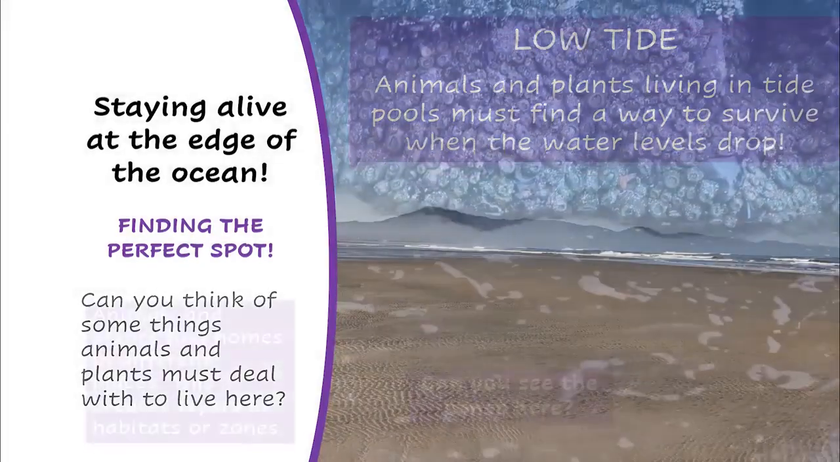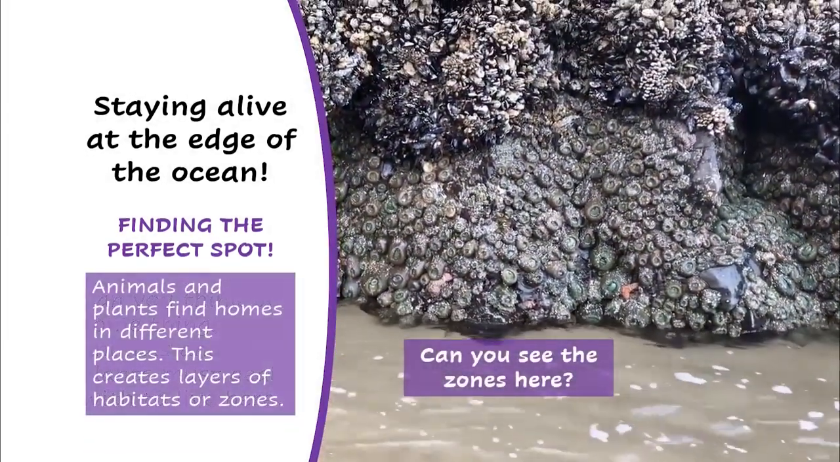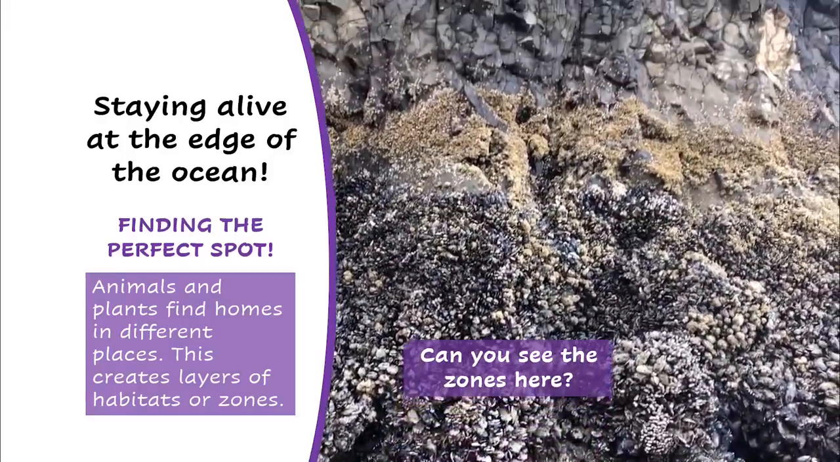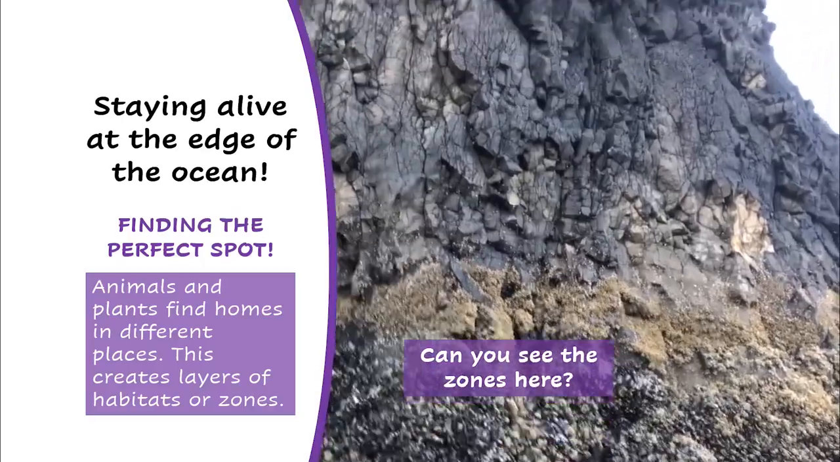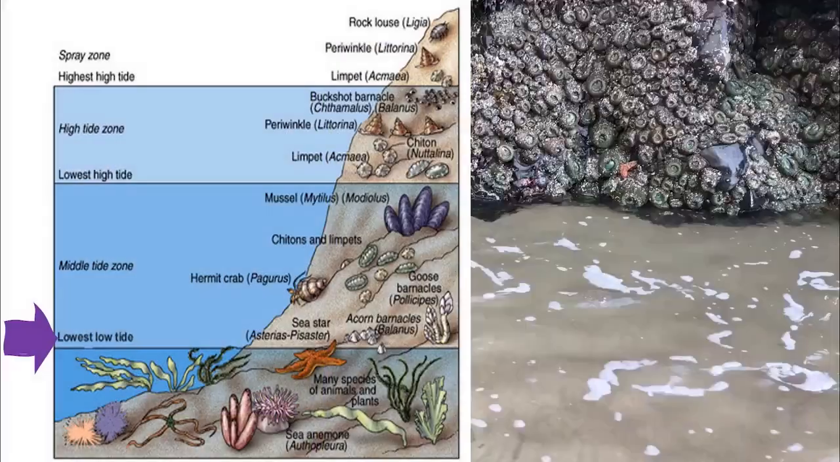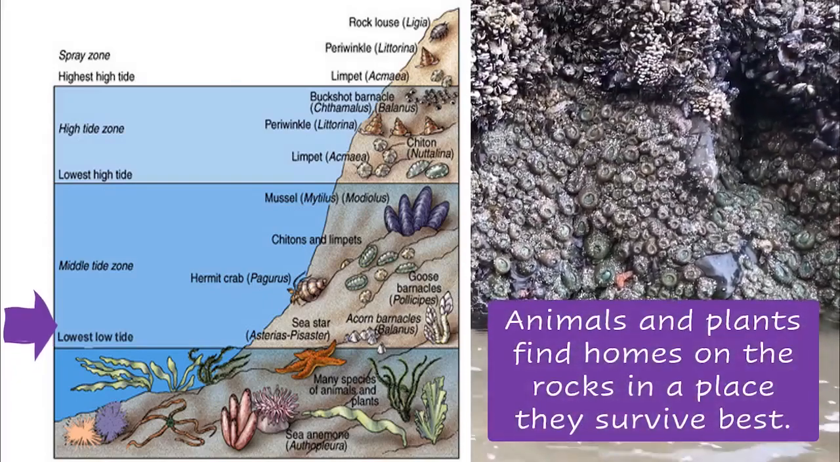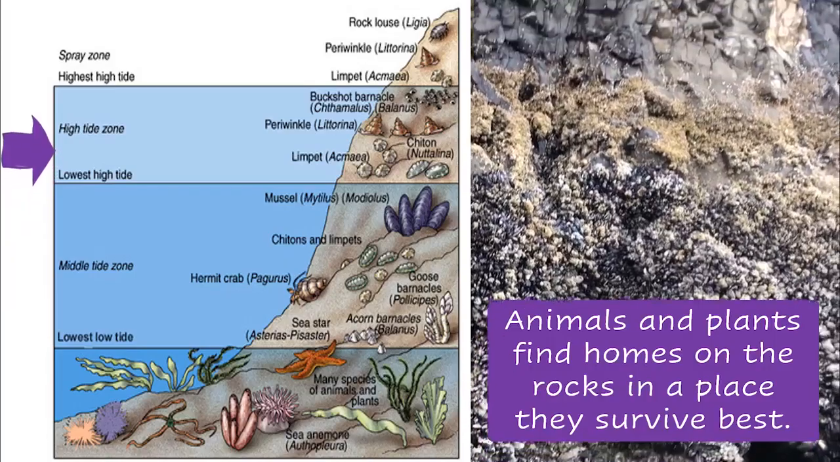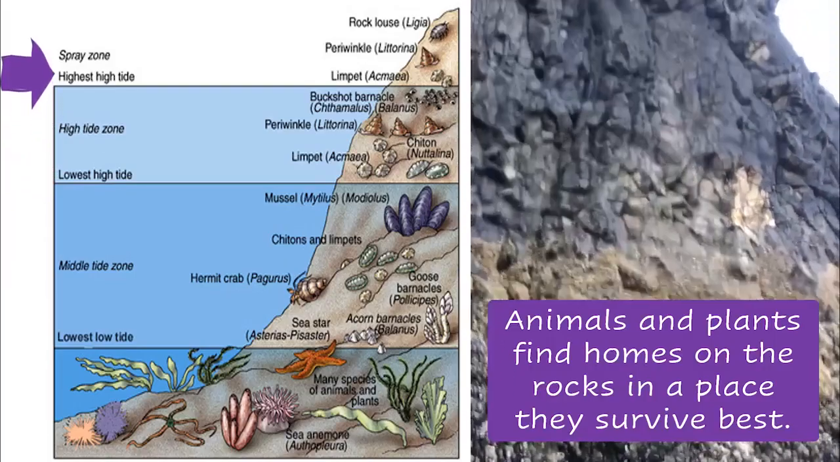To help them survive these changes, animals and plants find homes in different places. This creates layers of habitats or zones. Can you see the different zones here? Animals and plants find homes on the rocks in a place they survive the best. We name these different zones based on how long they are exposed or out of water during low tide.